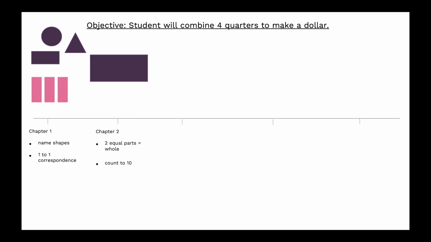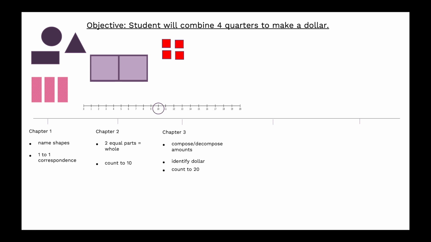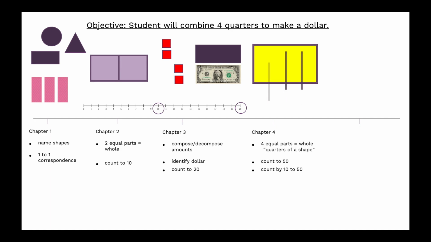In Chapter 2, we take what was learned about shapes and learn about how to separate a shape into parts. In Chapter 3, we connect what we know about decomposing a whole shape into parts, to composing and decomposing whole amounts, as well as identifying a dollar and counting to 20. In Chapter 4, we learn about parts and whole by seeing that a whole can be decomposed into 4 equal parts or quarters of a whole.